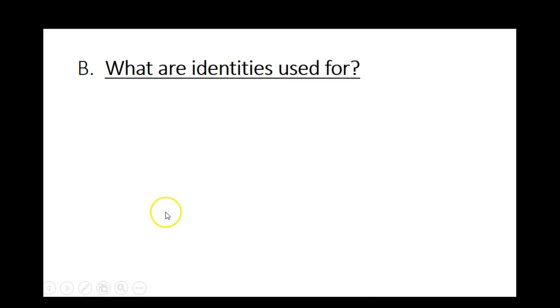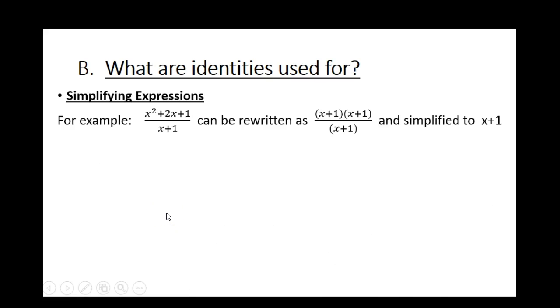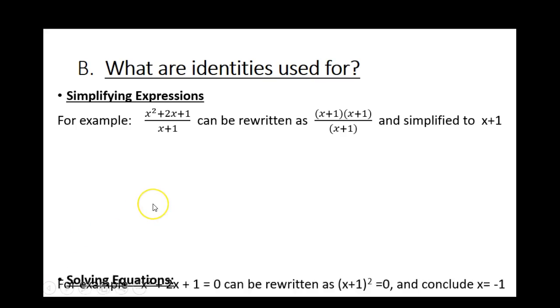All right, so what are identities used for? They're used for simplifying expressions. So, for example, if you have x squared plus 2x plus 1 over x plus 1, if you factor that top there, you can reduce and end up with something simpler. So that's one thing that identities are useful for. If you can rewrite an expression with something else, it might make it easier to work with. All right, so that's one thing they can be used for.